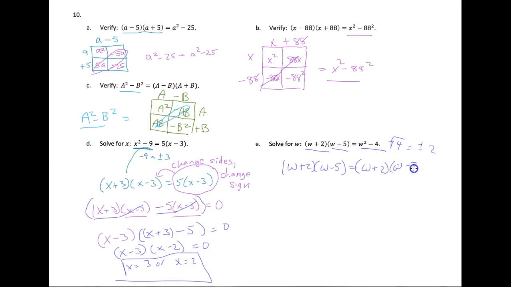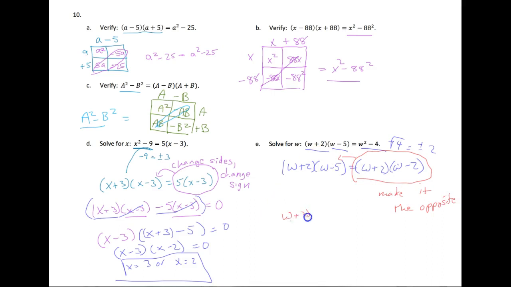W minus 2. All right, I like that. So again, I'm going to change sides and change signs. Make it negative. Really I should say the opposite, because that's really what's going on, opposite. Lots of ways to think about the same thing.